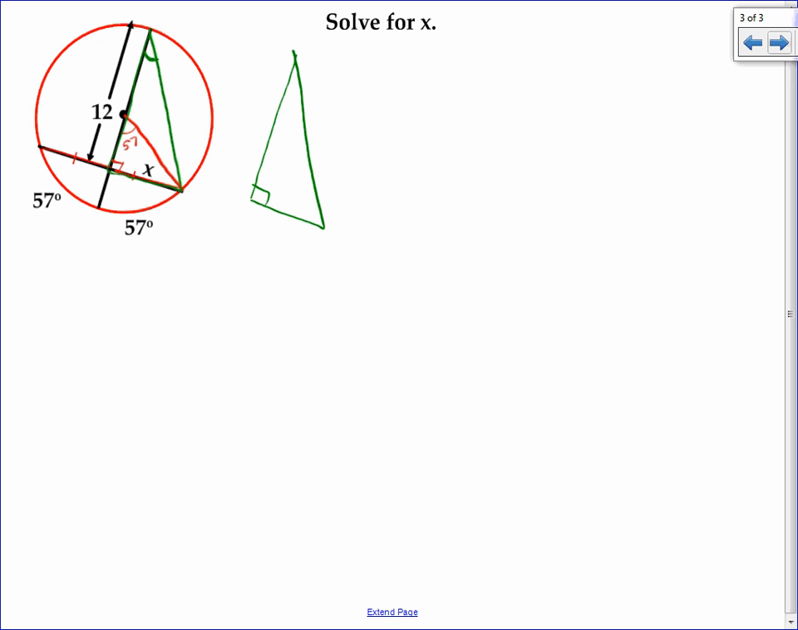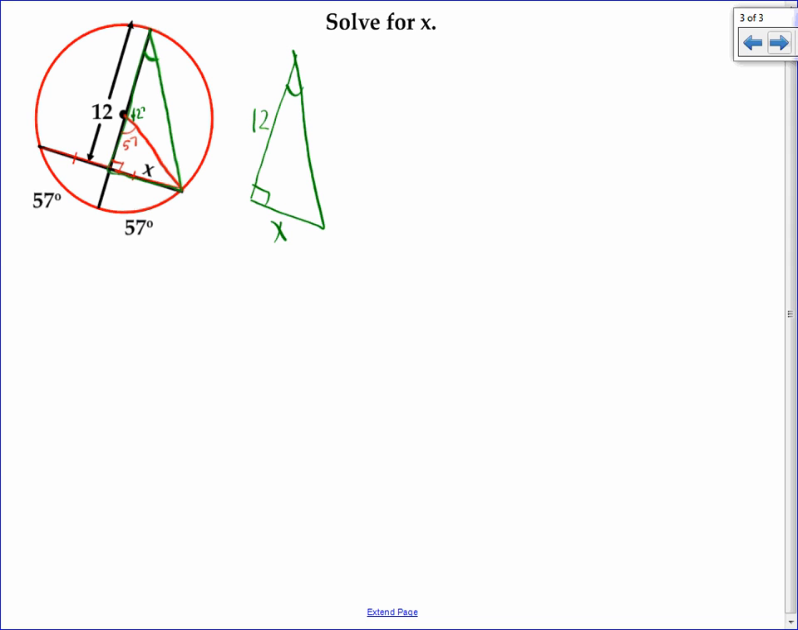What is the angle right next to 57? How did you get 123? Because they're on a straight line, they're supplementary. So this is 123. Okay.